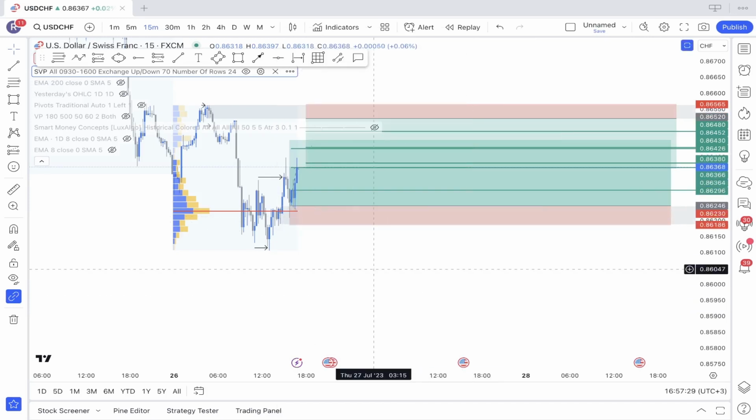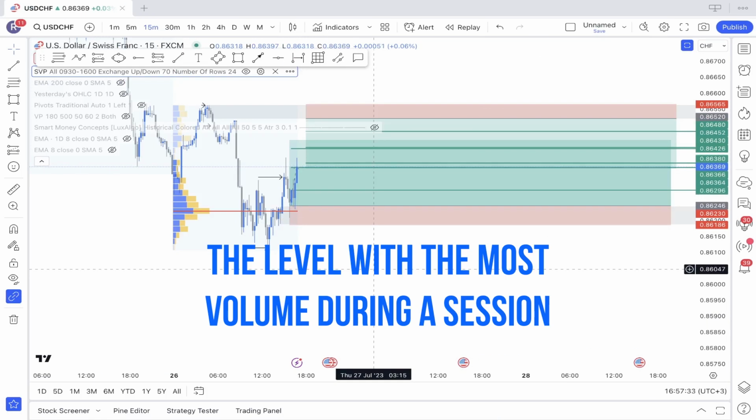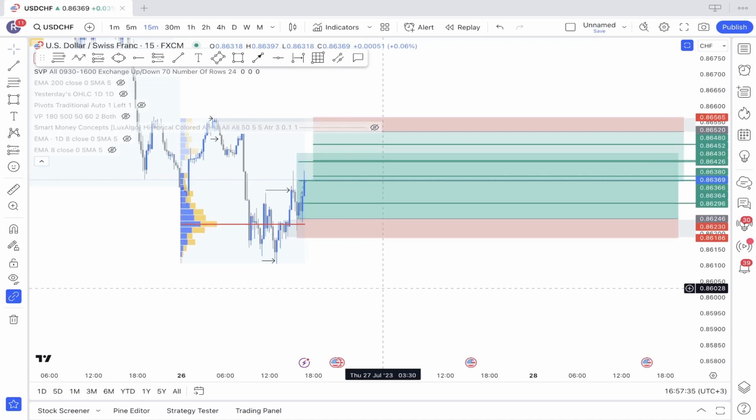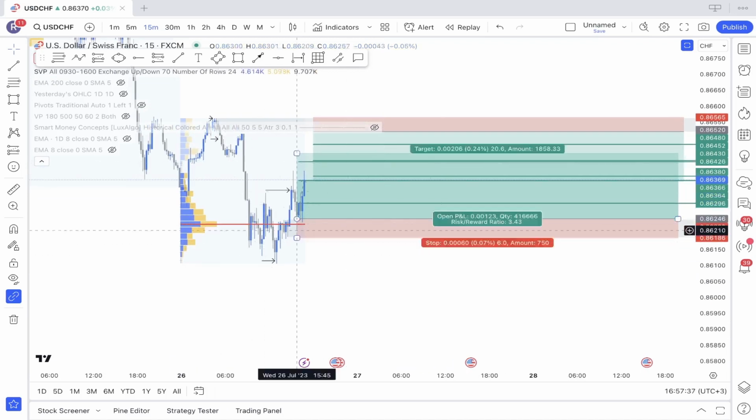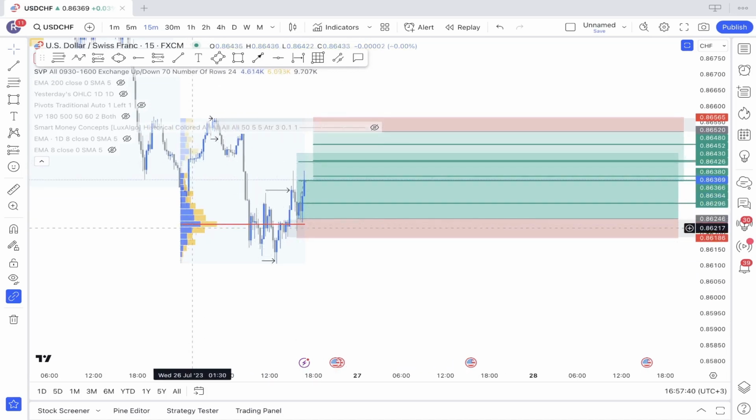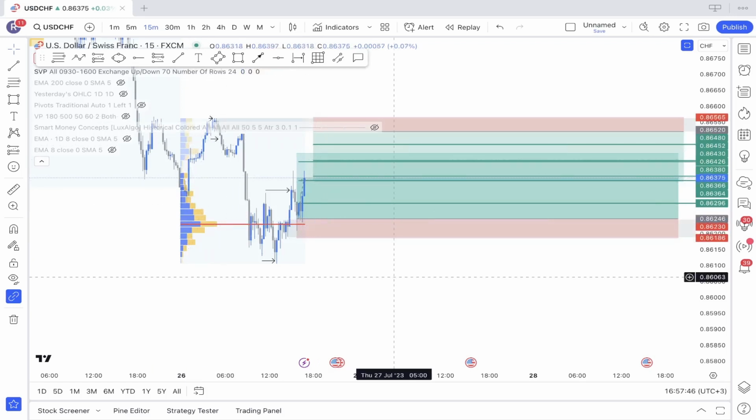Why do I love this indicator so much? Well, essentially, it shows you the levels that hold the most volume for that specific session. It shows you the area where the majority of orders were placed for that specific session. And we know that those areas are zones where price would like to bounce from. Okay, and the way I use it is very simple.